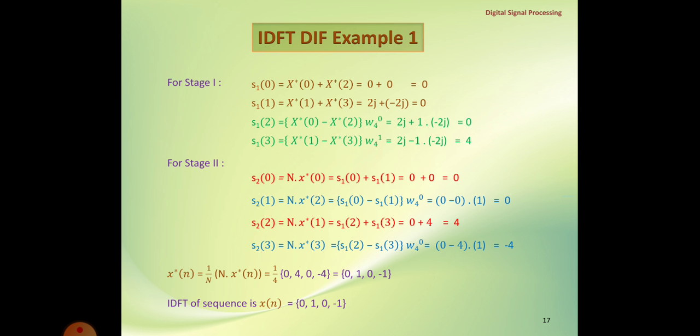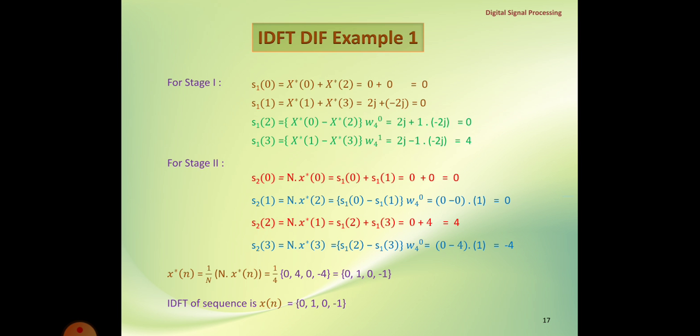Now for stage 2, S2(0) equals N times x conjugate(0), that is equal to 0, S2(1) equals N times x conjugate(2). Why 2? Because the output of DIF is always bit reversed. So N times x conjugate(2) equals 0, N times x conjugate(1) equals 4, and N times x conjugate(3) will be minus 4. But these are values of capital N multiplied by x conjugate of n.